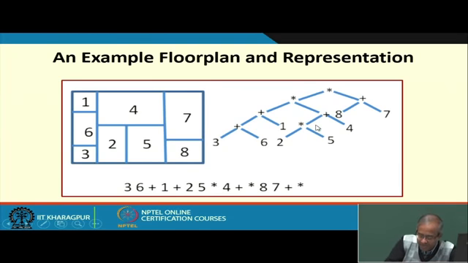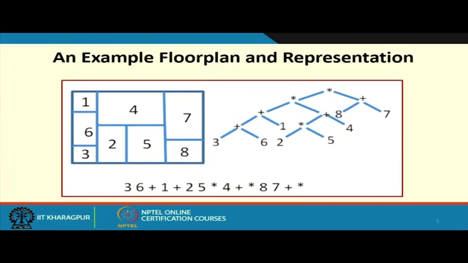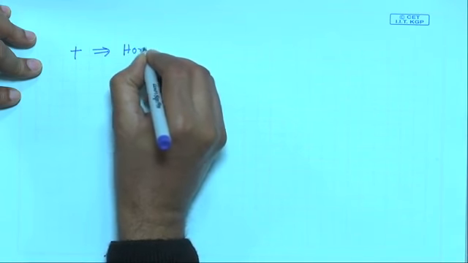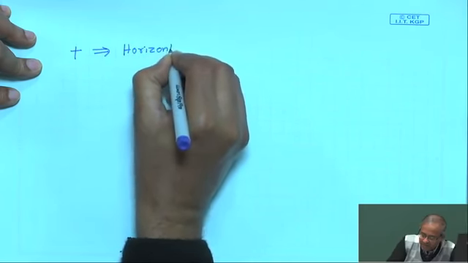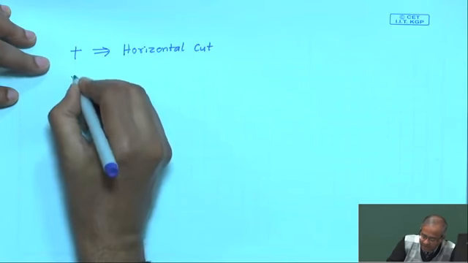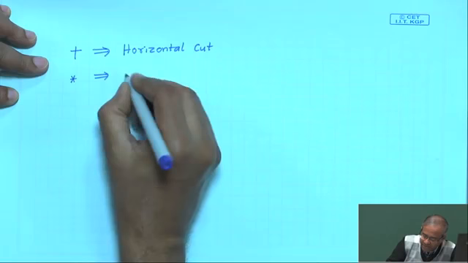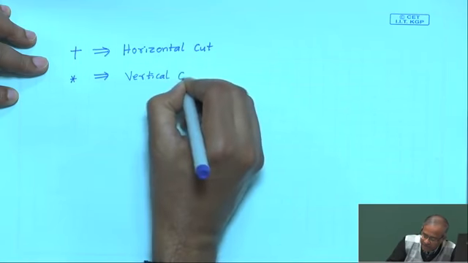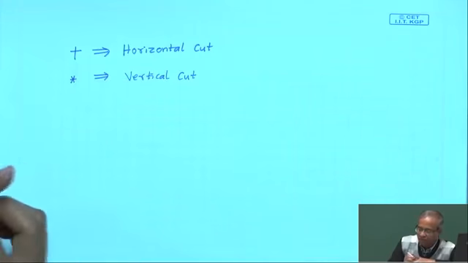So, what I mean is that this plus means a horizontal cut, and a star means a vertical cut. Well, what does this mean?